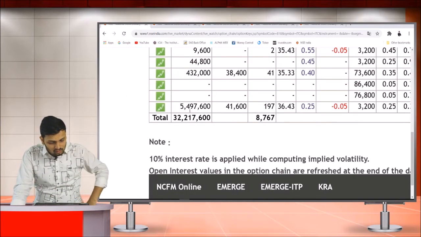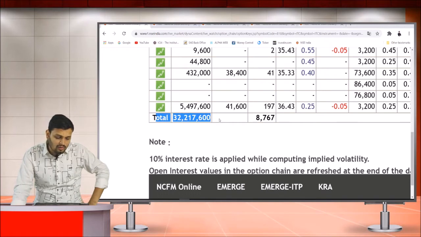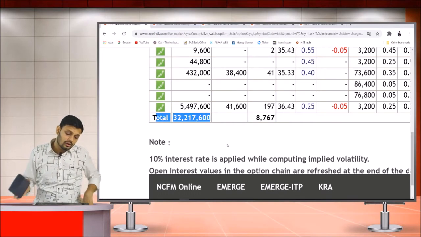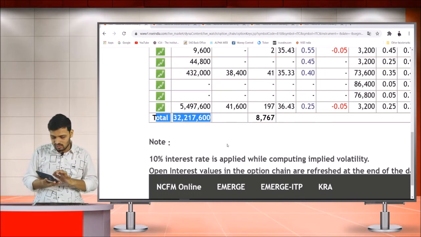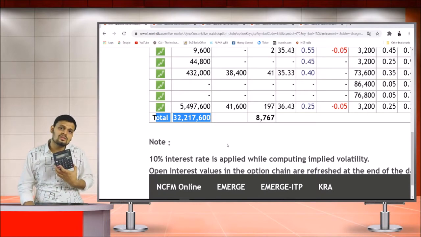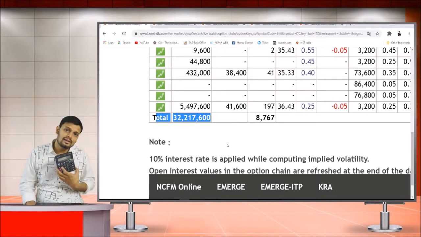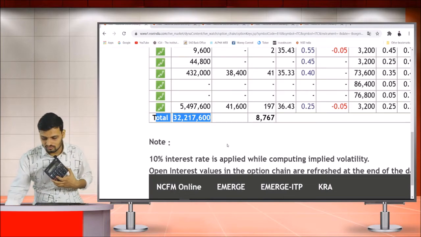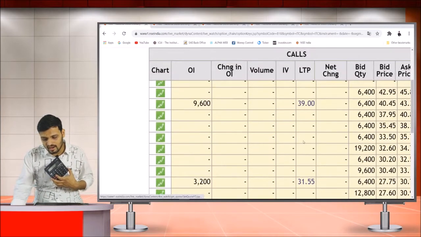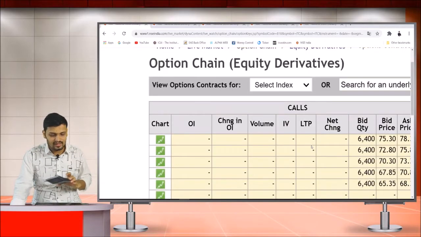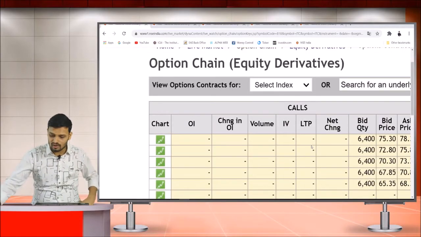So here you can see the total number of open interest is 3 crore 22 lakh 17,600. 3 crore 22 lakh 17,600 divided by 3,200 shares will give you the answer that there are 10,068 lots being traded for these ITC options, right? For these ITC options, totally there are 10,068 lots being traded in the stock market.